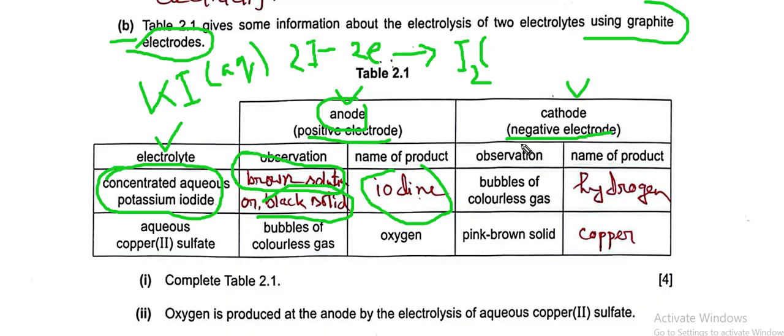And now the negative electrode, which means at the cathode, hydrogen ion is reduced, gains 2 electron to produce hydrogen gas. So the observation will be bubbles of colorless gas, and the name of the product will be hydrogen.